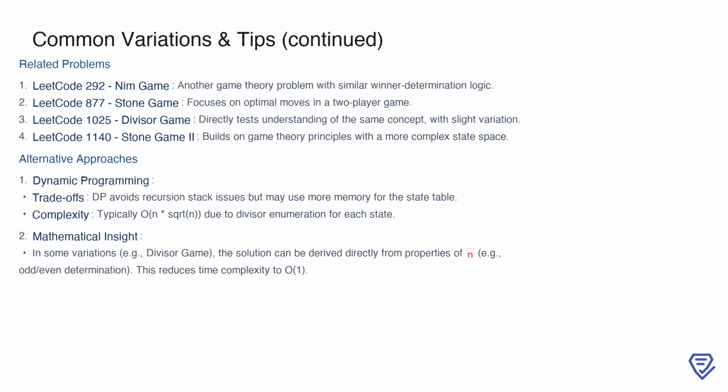For a more complex variation, LeetCode 1140, Stone Game 2, expands on game theory with a larger state space to navigate. When it comes to alternative approaches, dynamic programming is a powerful tool. It avoids recursion stack issues and provides clarity through a state table, though it may use more memory. Typically, its time complexity is O(n√n), because it involves divisor enumeration for each state. On the other hand, mathematical insights can sometimes offer an even simpler solution. For example, in the divisor game, the outcome can be determined by whether n is odd or even, reducing the time complexity to O(1) in such cases.